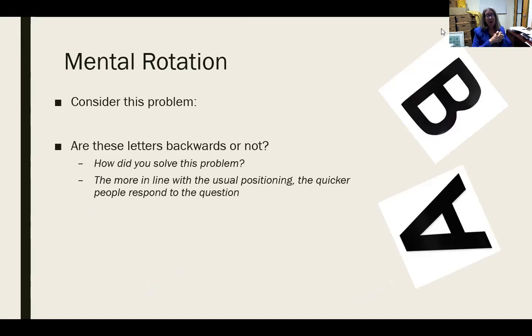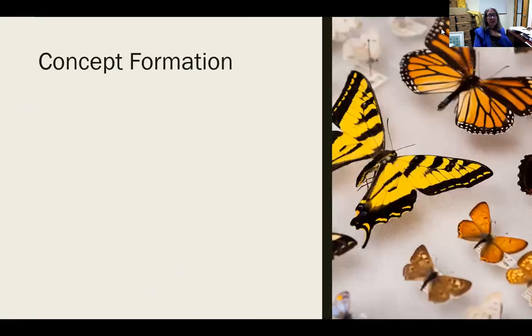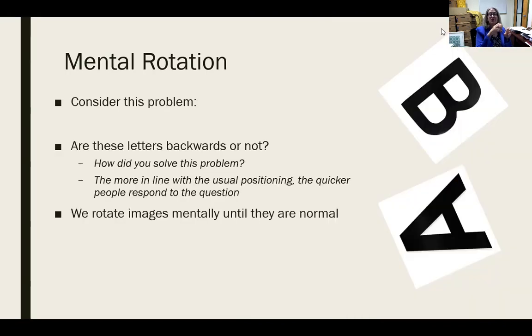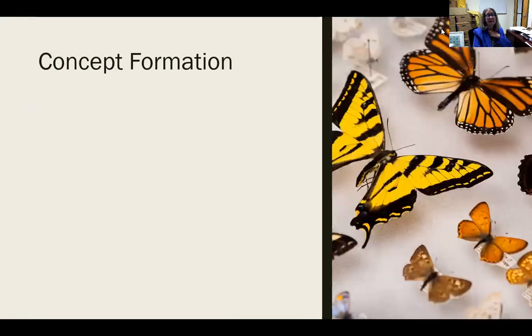Can you see how that is a way that we're under stimulus control? The stimulus is there, and we're using it to make our decision. We rotate the images mentally until they're normal. Another example is back here. This is generalization. We haven't seen the A the way it's supposed to look. It's on its side, but we generalize it as we rotate it, and then we decide what the correct answer is.